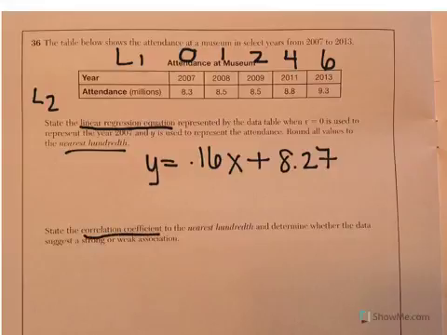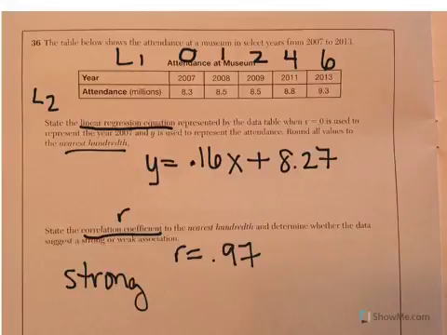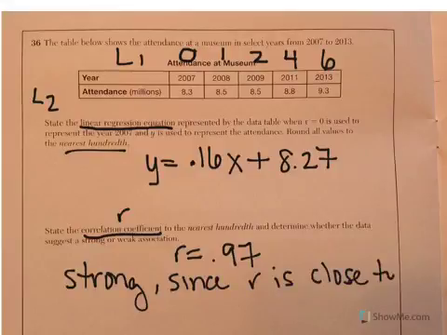The next part of this says state the correlation coefficient. Remember, correlation coefficient is your r value. It's on the same screen that we just found our equation on, and it says to the nearest hundredth. So r is equal to 0.97 to the nearest hundredth, and it says determine whether this data suggests a strong or weak association. Well, this is a strong association since r is close to the number 1.